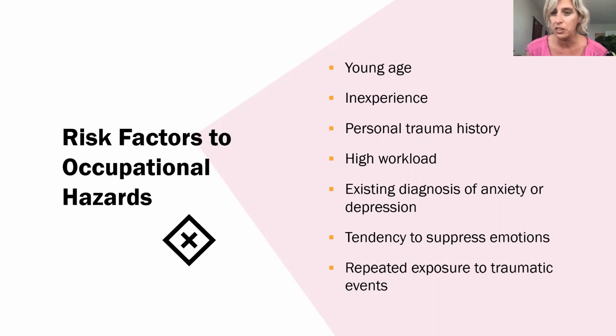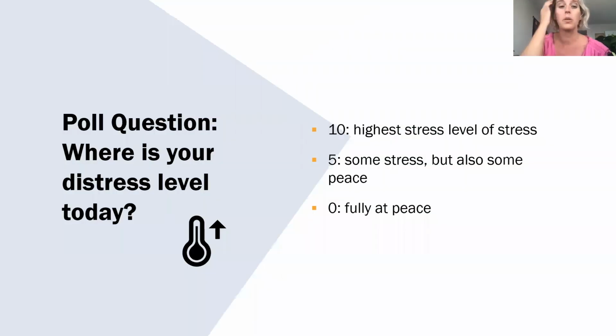And then of course, high workloads, any existing diagnosis of anxiety or depression already, like we talked about, tendencies to suppress emotions. And we'll go on to the next slide. So now that we know that we're all vulnerable and we know that we all have different ways that we express distress, I want us to take a minute to create our own distress thermometer.